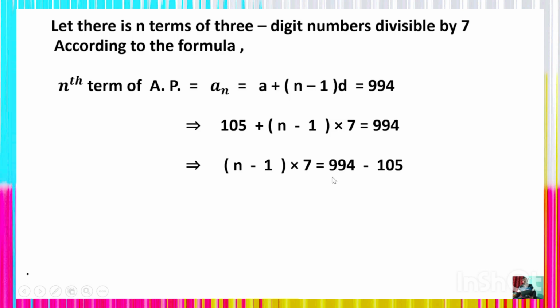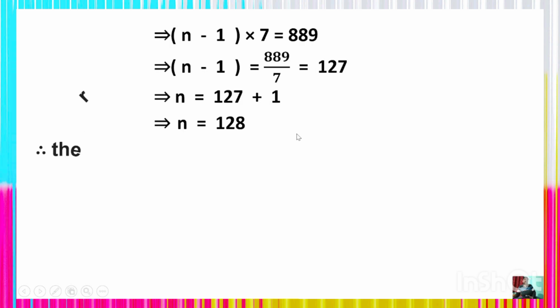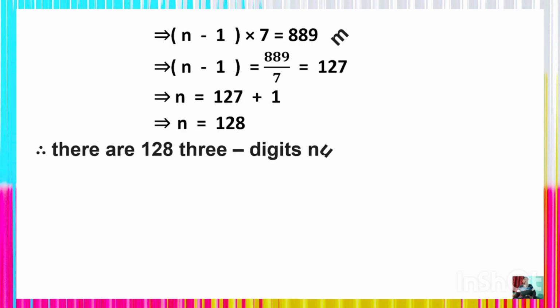So n minus 1 whole into 7 is equal to 994. Here the plus 105 will be transposed to the right hand side, and it will be minus 105. Thus we get n minus 1 whole into 7 is equal to 994 minus 105, right? So you see n minus 1 whole into 7 is 889, and n minus 1 is equal to 889 by 7, which is 127. And n is equal to 127 plus 1, which is 128. Thus there are 128 3 digit numbers divisible by 7 using the arithmetic progression.